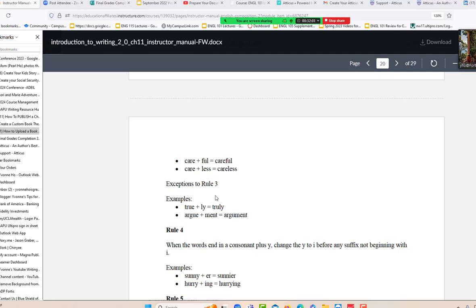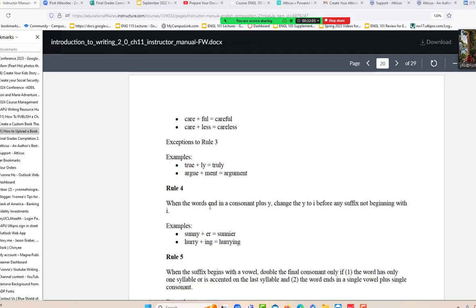Exceptions to rule 3: truly, argument. When the word ends in a consonant plus y, change the y to i before any suffix not beginning with i. So sunny, hurrying.